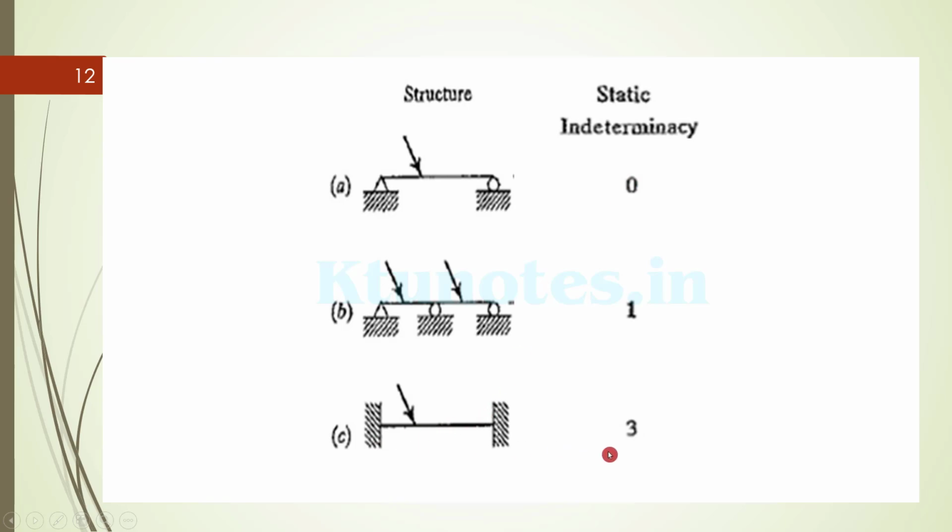In the case of a fixed beam, there are 3 unknowns at the left support and 3 unknowns at the right support. So 6 unknowns minus 3 equilibrium equations will give you the static indeterminacy as 3.